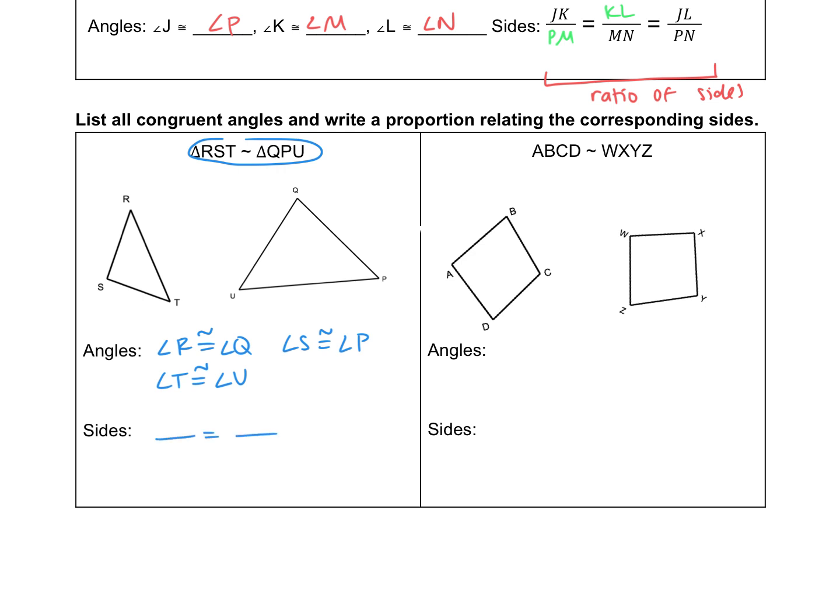The sides then, we have three sides we need to relate. I always start with the first figure, and I'm just going to go in order. So RS is the first and second letter. ST is the second and third. And then RT is the first and third. If we follow the same order on the second triangle, the first and second is QP. Second and third is PU. First and third is QU. Any questions on that?